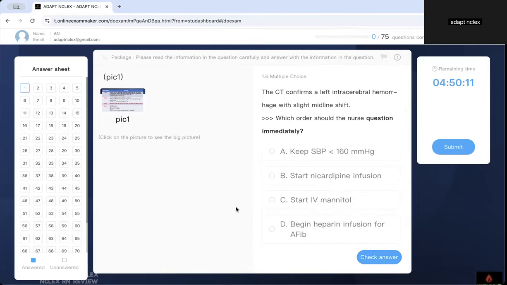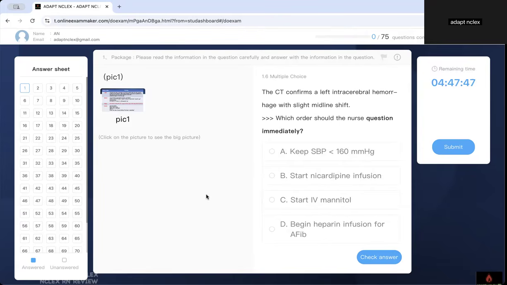The CT confirmed left intracerebral hemorrhage, bleeding in the head with a slight midline shift. That means we have a bad head injury. Which order should you question? Bleeding in the head. The next question: keep the systolic blood pressure less than 160, start nicardipine infusion, start IV mannitol, or begin heparin infusion for AFib.